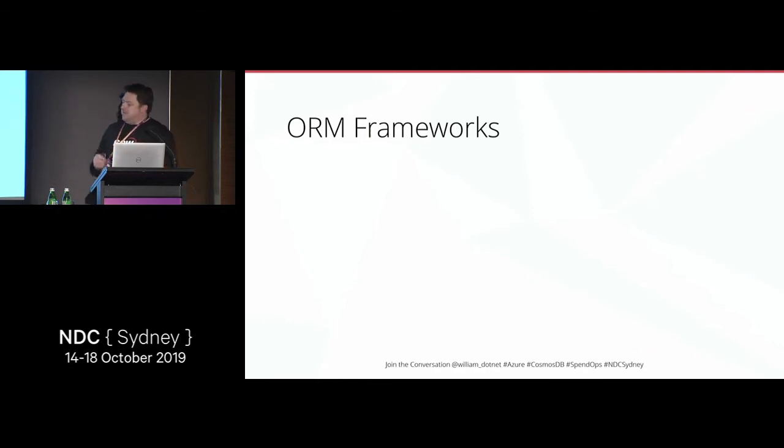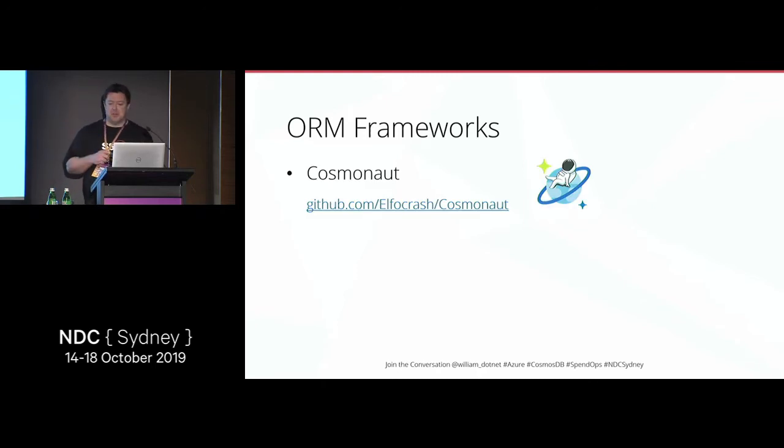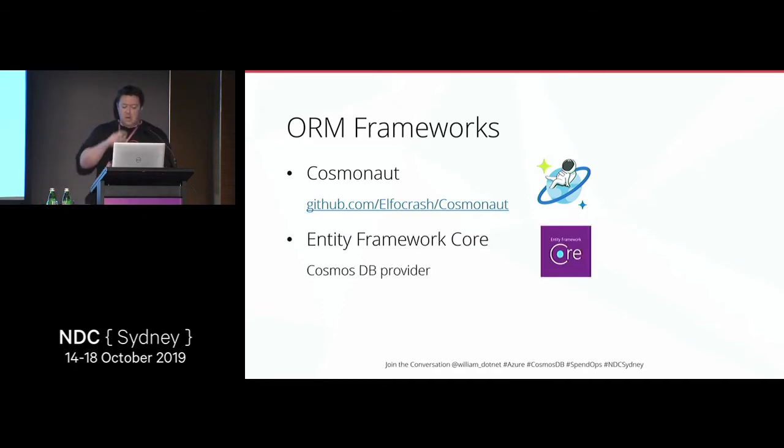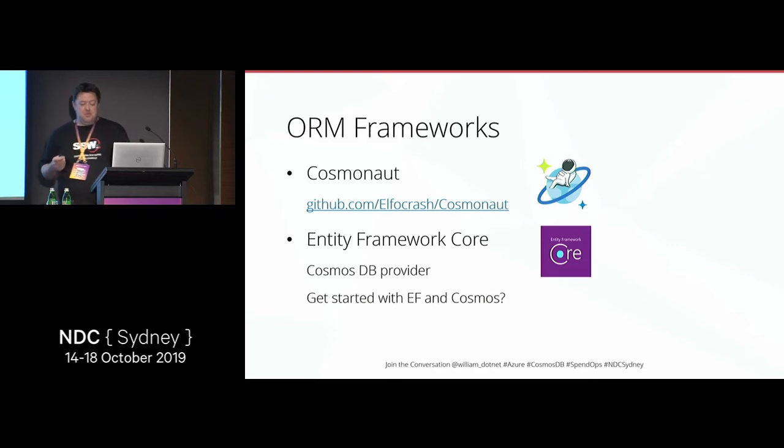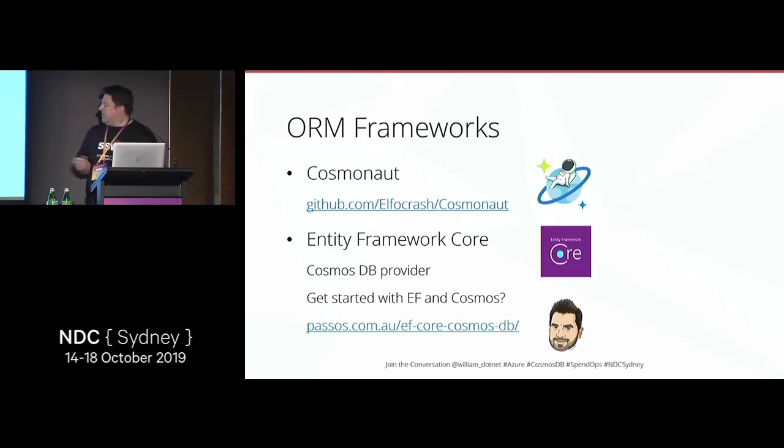Right, so for those of us who love using ORM frameworks, we have options. And one of them is Cosmonaut. It's a project on GitHub, and it's a very nice ORM. It uses a very nice, fluent syntax. It's very easy to write apps against that. The other one, very popular, is EF Core. So it has a Cosmos DB provider. And if you want to know how to get started with Cosmos DB and EF Core, you can check out my friend Tiago's post. And in fact, he's also doing a talk next door, I think, about the same thing. So yeah, check it out.